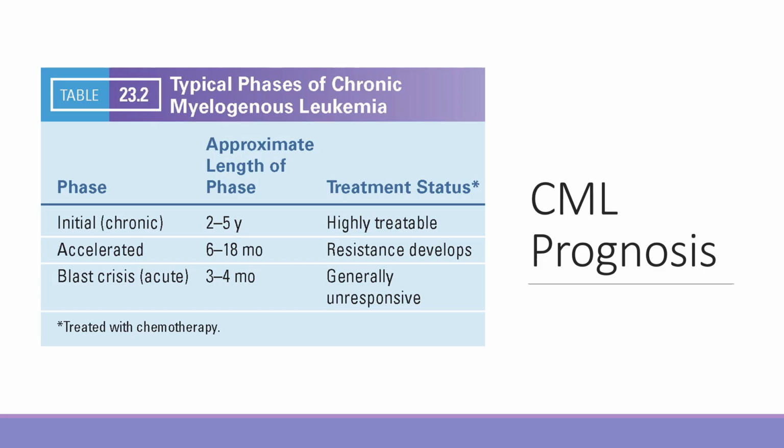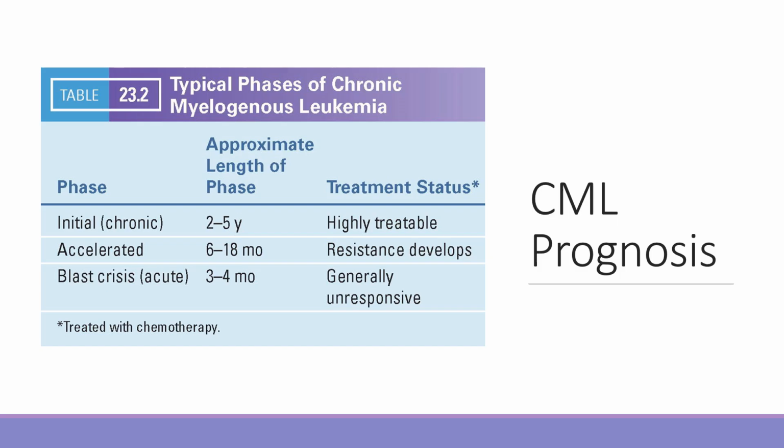So one of the things that we really want to keep in mind when we're looking at CML is the prognosis. And depending on the time frame or the phase that the CML is in during diagnosis is going to predict the outcome for that patient. So again, about 85% of the cases of CML are diagnosed during that chronic phase. And at that point, CML is highly treatable. We treat with monitoring, supportive care, and chemotherapy.